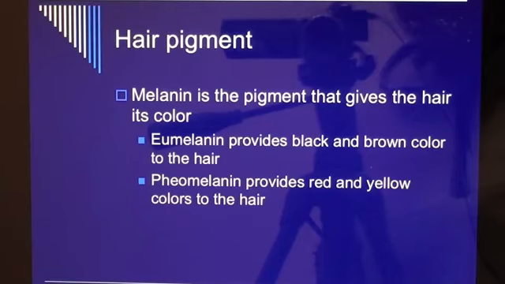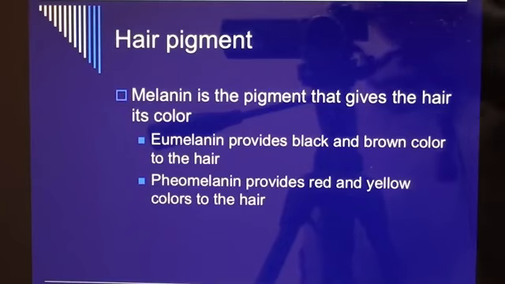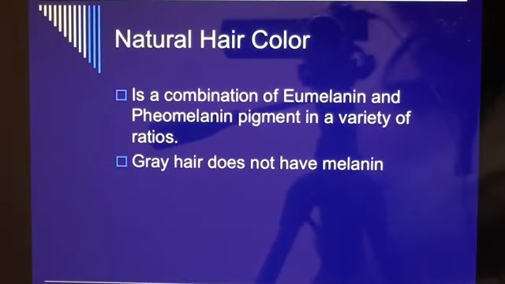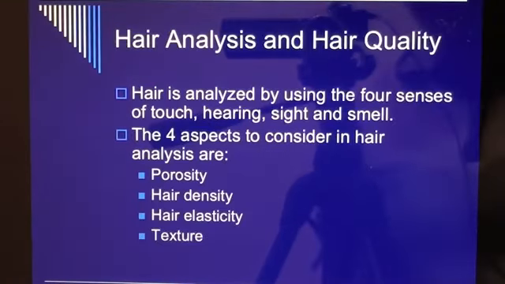Hair pigment. Melanin is the pigment that gives the hair its color. Eumelanin provides black and brown color to the hair. Pheomelanin provides red and yellow colors to the hair. Normal hair color is a combination of eumelanin and pheomelanin pigment in a variety of ratios. Gray hair does not have melanin. Hair analysis and hair quality.